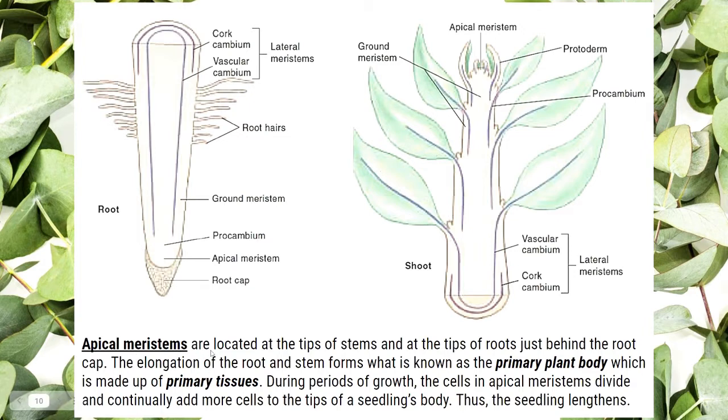Apical meristems are located at the tips of the stems. Tips of the stems, apical meristem, and tips of the roots, root apical meristem. So the elongation of this apical meristem outward and downward is known as the primary growth and gives rise to the primary plant body. During periods of growth, the cells in the apical meristems divide and continually add more cells to the tips of a seedling's body. So this allows them to lengthen.